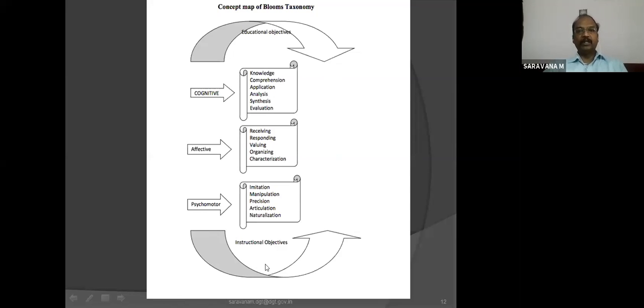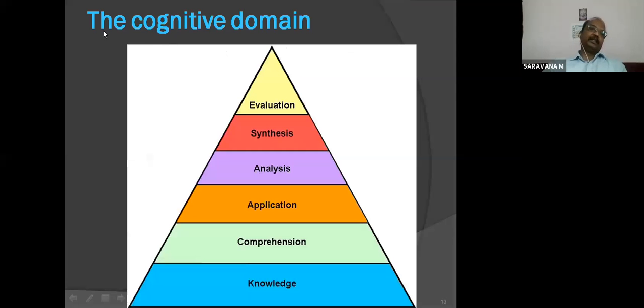This is the general objective, and down here the instructional objective. So from the educational objective, the general objective, to a particular instructional objective, all these cognitive, affective and psychomotor domains and the major components of these domains are used. This has been kept just for an idea. And let us see the details about the cognitive domain.